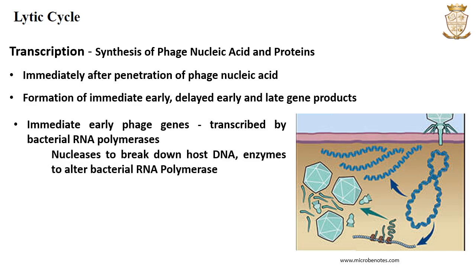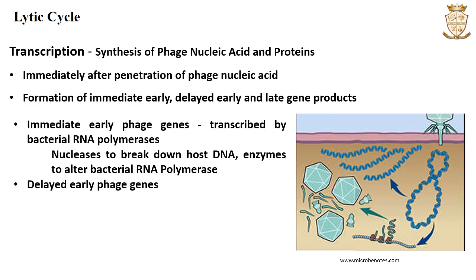Examples of the immediate early phage gene products are nucleases that will break down the host DNA, and these breakdown products will be used for phage nucleic acid synthesis. A few other enzymes will also be synthesized which alter the bacterial RNA polymerase, so that its affinity will be altered and it will work more for the bacteriophage. So from this moment onwards, the bacteriophage genome will control the bacterial metabolic machinery towards the synthesis of bacteriophage components and their nucleic acid replication.